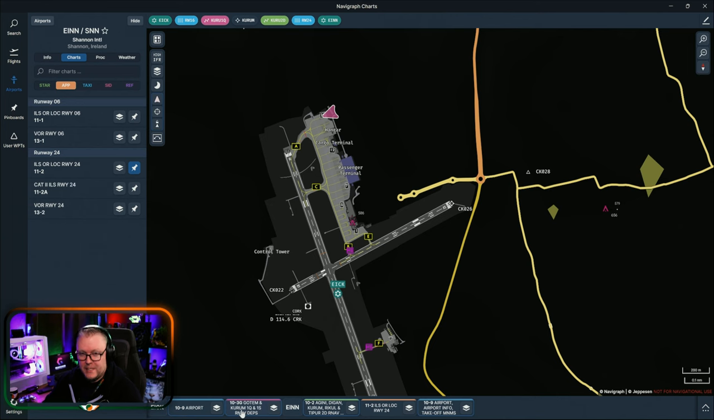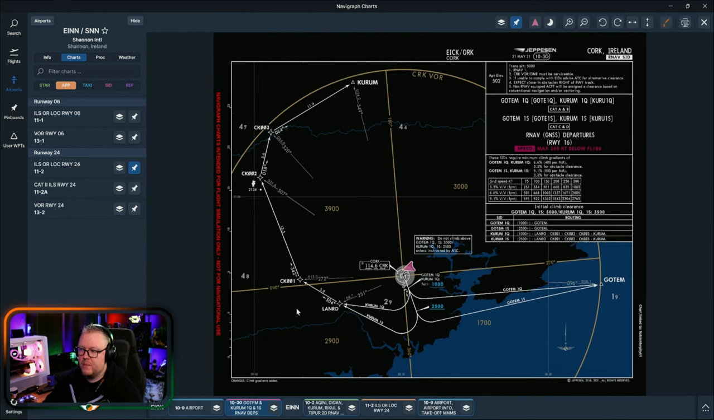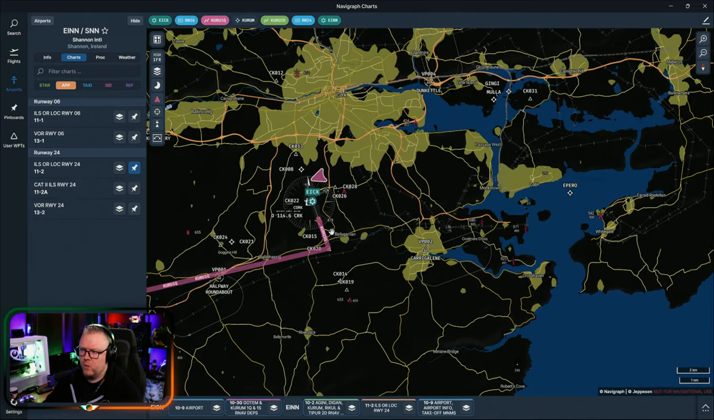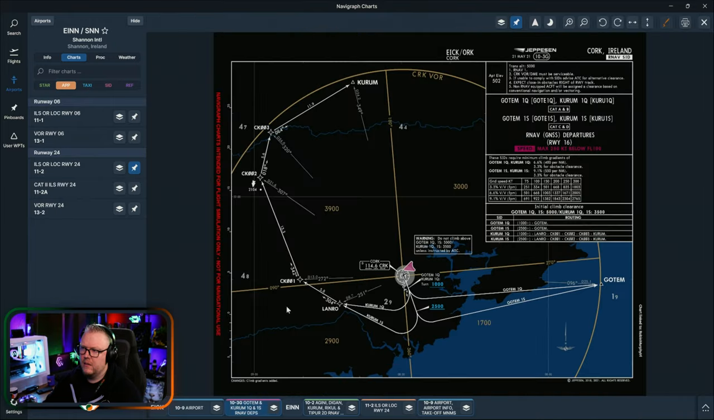We're going to be using a departure, a SID, standard instrument departure. Our departure out of Cork is going to be on the Currum, what do we file? The Currum 1 Quebec. We can see it there. Well, let's go in and have a look at the Currum 1 Quebec.